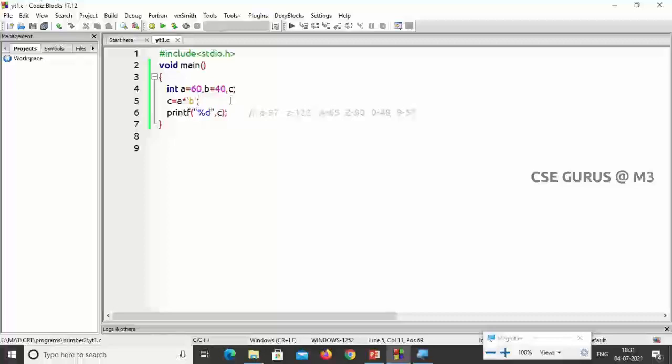Otherwise it will give garbage. So this is simple about multiplication. Okay, so going to the division part. Division is somewhat different. Okay, we'll see a little bit what the difference is.